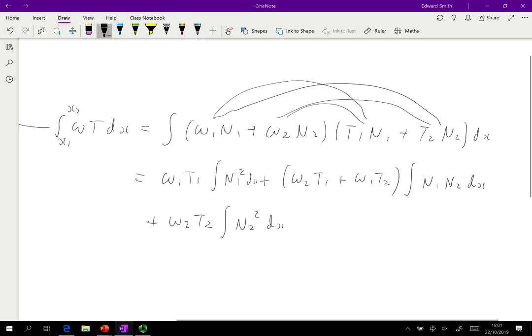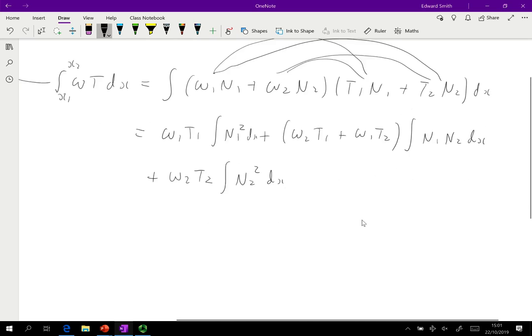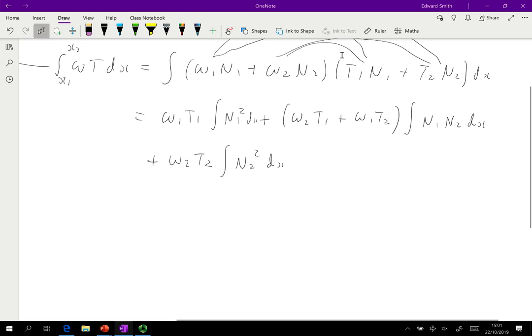All of these are constants, so we can just move them outside of the integral sign. So our problem then becomes one of actually just integrating these three expressions. So they're now a square of these shape functions. So for example, let me just show you the integral of n1 squared dx between x1 and x2. Essentially what we do here is we rewrite them as the shape functions that we've just talked about.